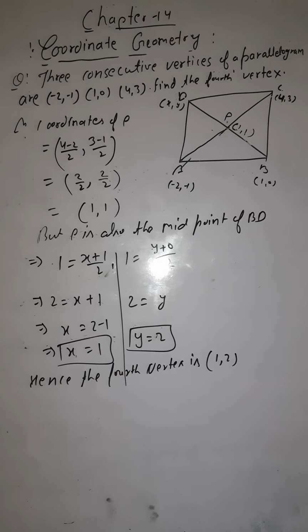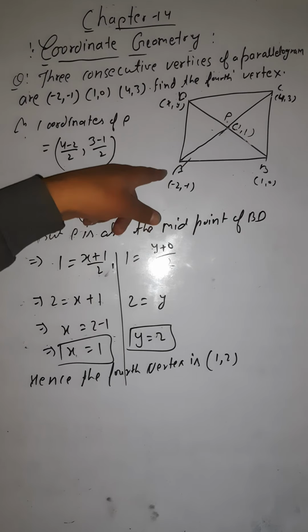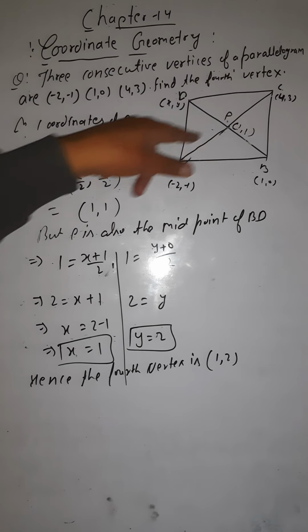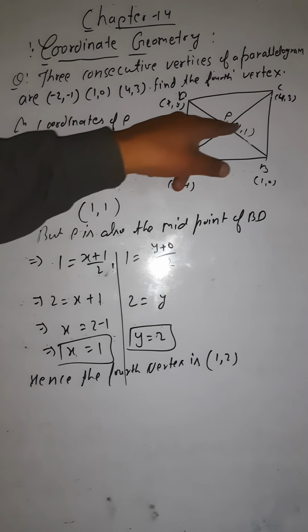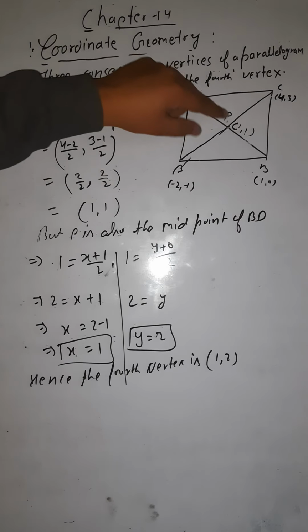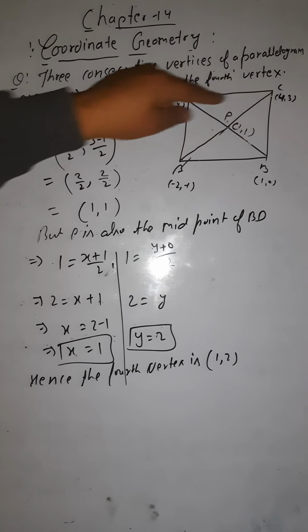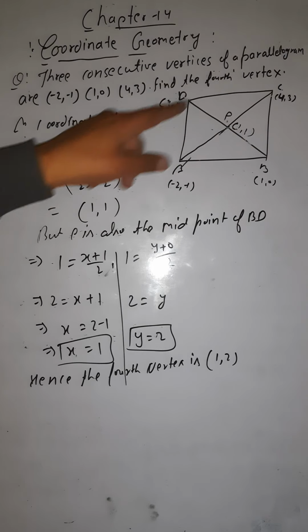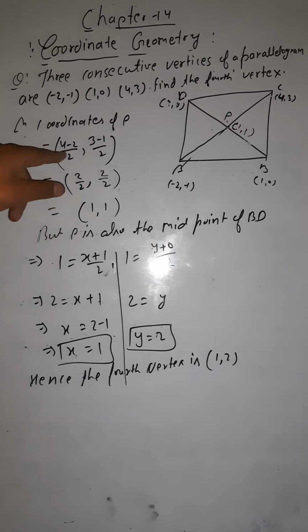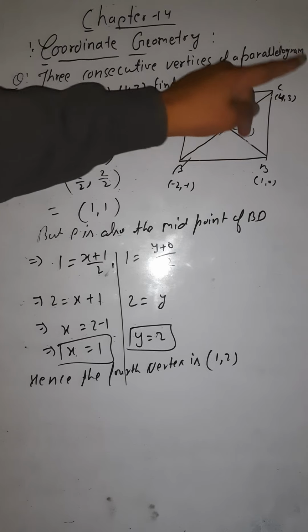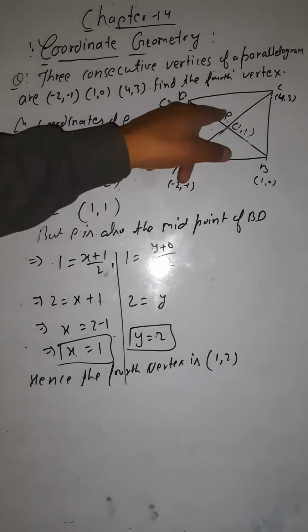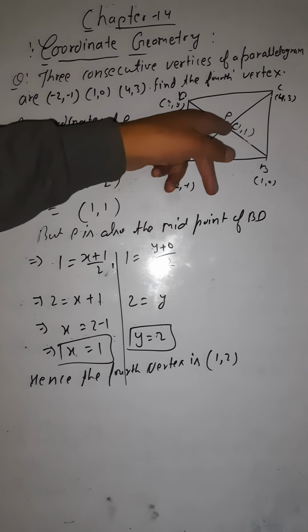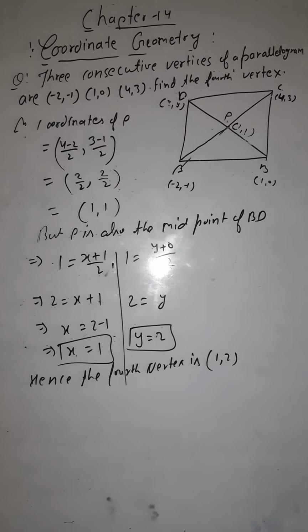So how have we done this? First, we applied the midpoint theorem in the diagonal AC, because P is the midpoint of diagonal AC as well as BD. So if it is the midpoint of diagonal AC, here I am finding the coordinates of P. The first coordinate of P would be equal to its first plus its first divided by 2. So 4 plus minus 2, means 4 minus 2 divided by 2. Answer is 2 by 2, 1. Second coordinate will be 3 plus minus 1, so 3 minus 1 divided by 2, means 2 by 2, again 1. So the coordinates of P are (1, 1).